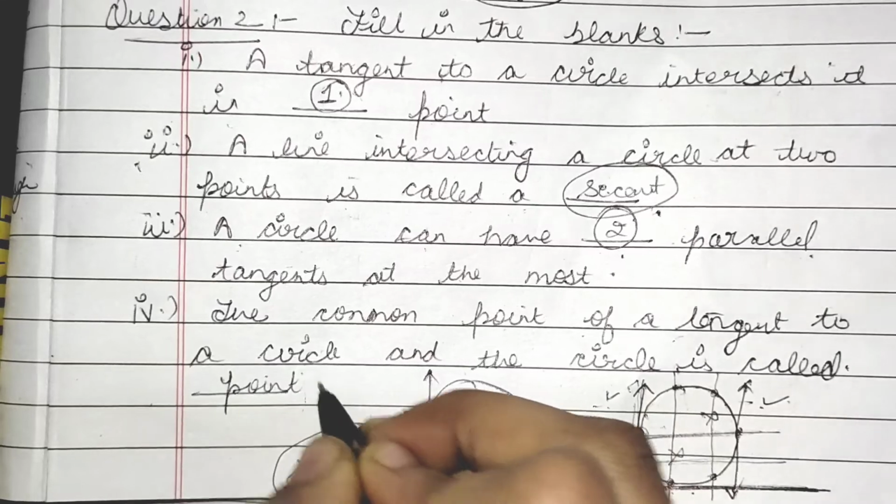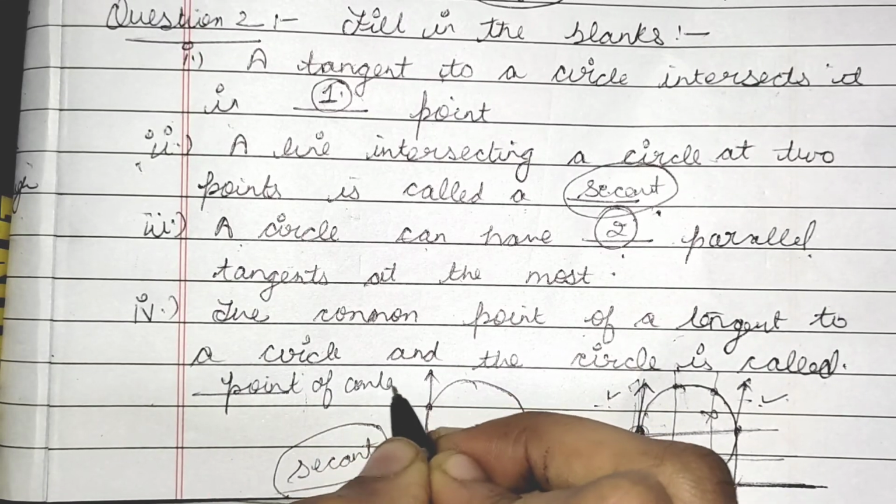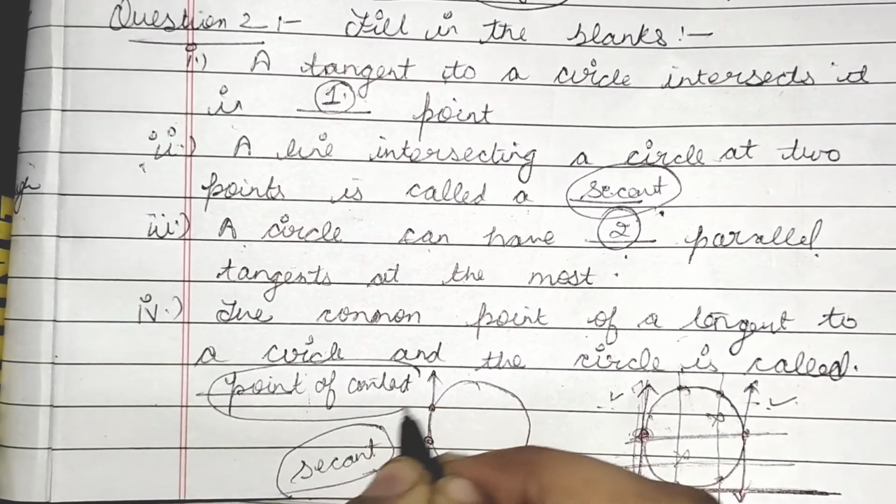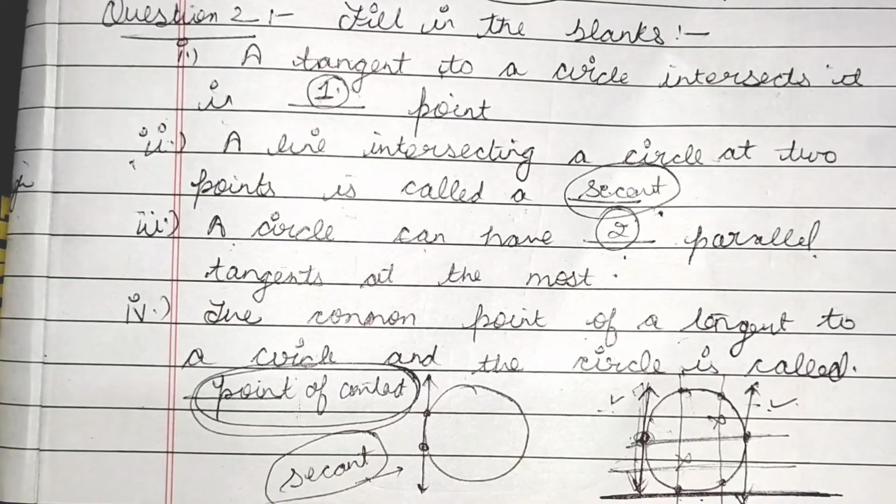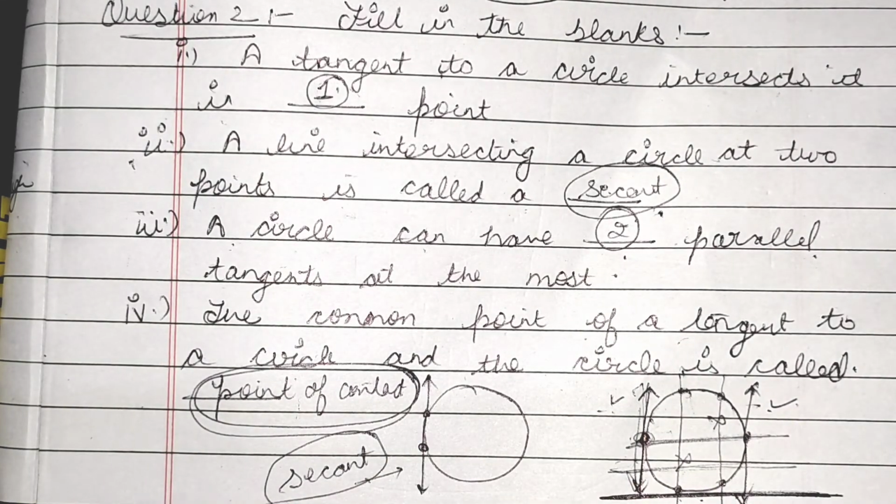Okay. Next, the common point of a tangent to a circle and the circle is called the point of contact. I have explained what the point of contact is. The point which is common, through which the circle and the line both pass at the same time, is called the point of contact.